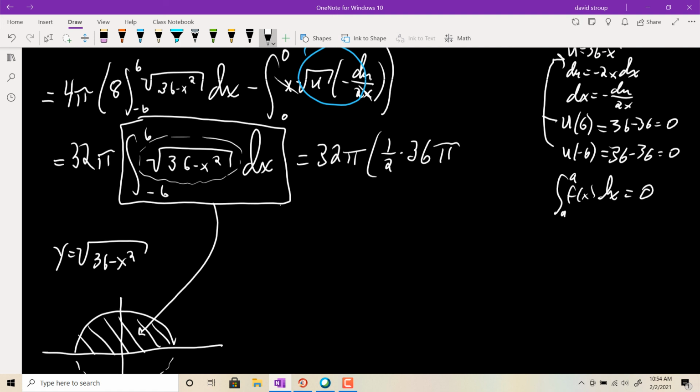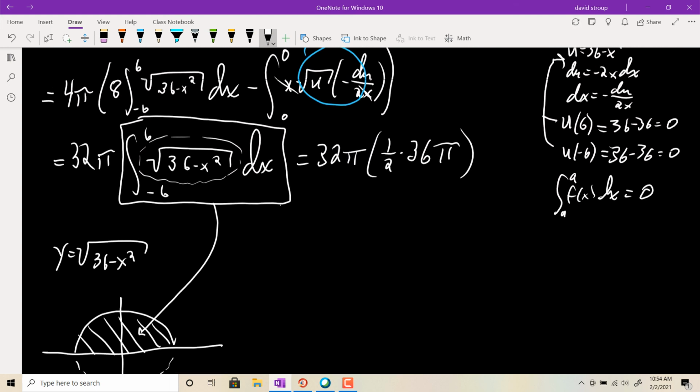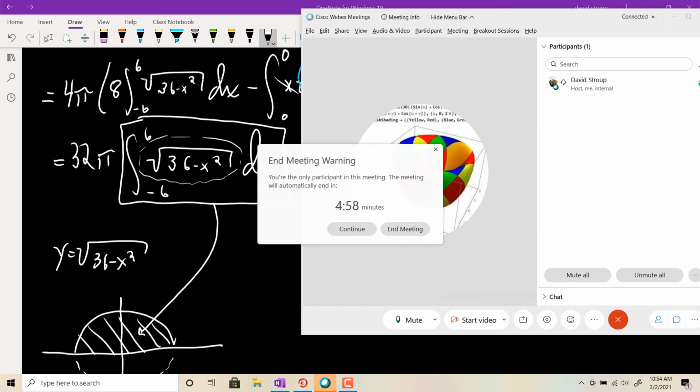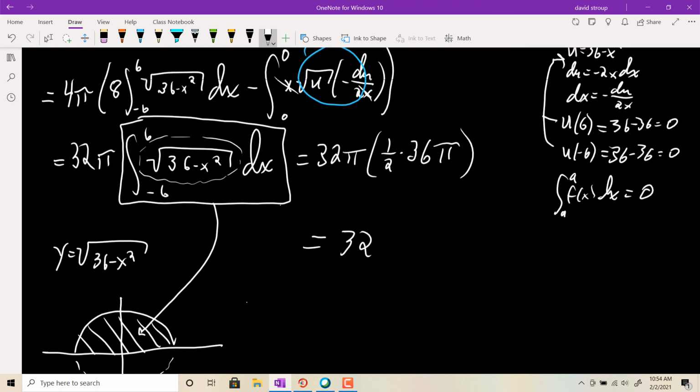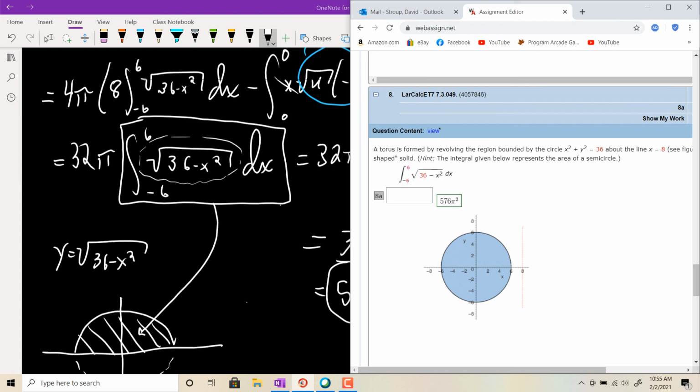And so we're almost there at our answer. You have 32 times 18, whatever that is, times pi squared. I'll make my calculator really quick. So 32 times 18 is 576 pi squared. And that should be your answer. Let's see. Yeah, 576 pi squared.